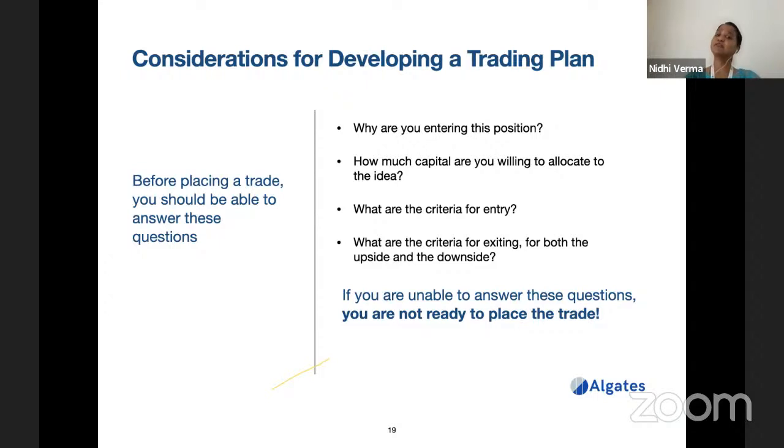What are the criteria for exiting? That also should be there as a part of the plan. So you should always know when you are going to exit, whether it is going in your favor or it is going against you, whether it is upside or downside. You should always have a criteria for exiting that particular trade. If you are unable to answer these questions, then you are not ready to place the trade.